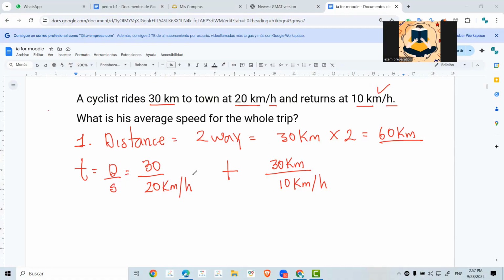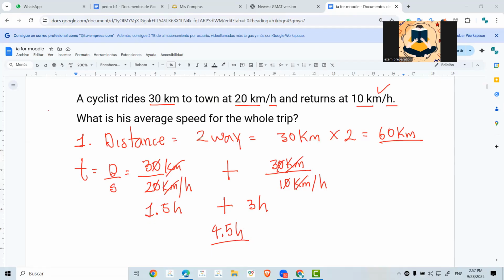So after I do the division, I get 1.5. This is going to eliminate the kilometers, so it's 1.5 hours. And I do the same here. I divide these two and I just get 3 hours. And then I'm going to get a total of 4.5 hours. This is what took him.